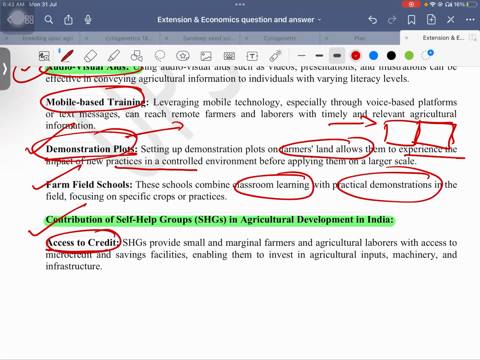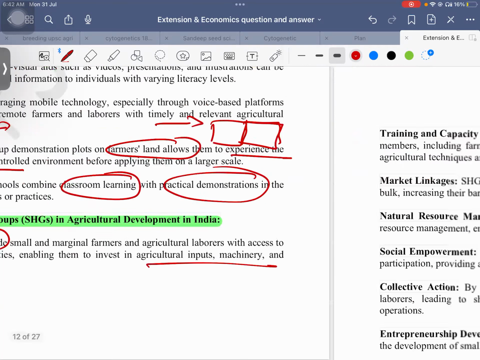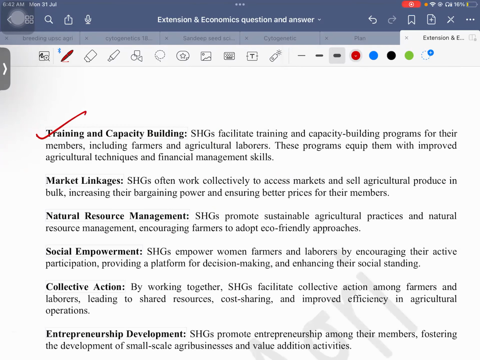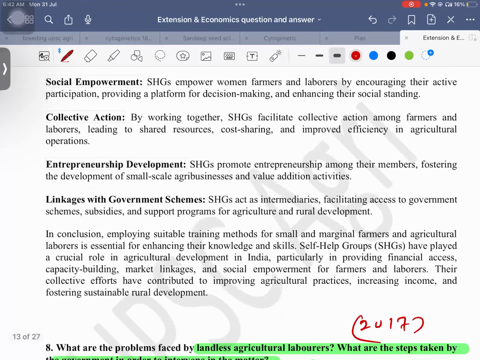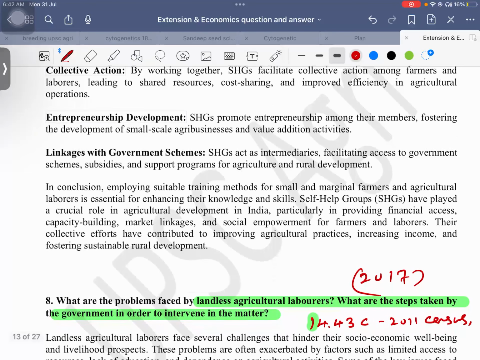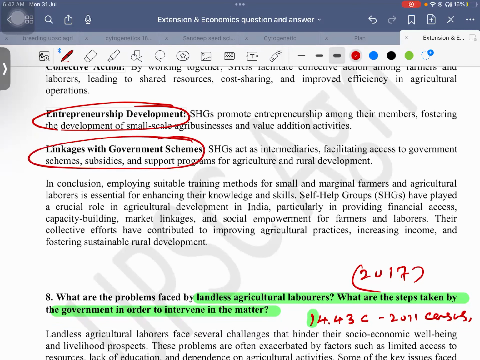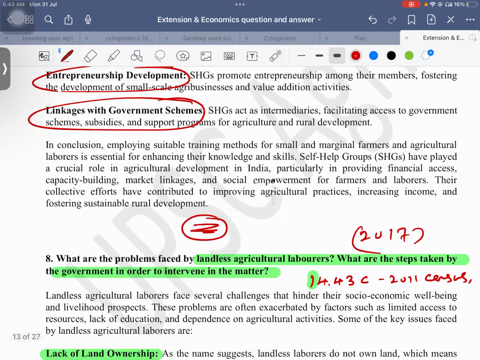Then we have access to credit. SHGs provide credit and other machineries and inputs also. They can provide training and capacity building. They help in market linkages by all these processes, NRM, social empowerment, linkage and entrepreneurship development, and linkage with government schemes, as I told you. SHGs promote all these things. Not only microcredit, microfinance, but using that they can form some associations and that will help them. They play a crucial role.